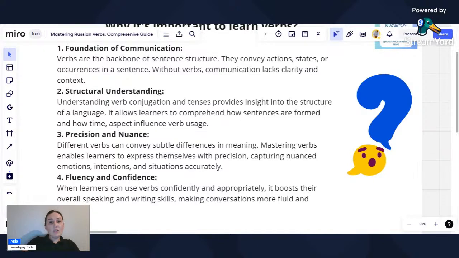When you learn Russian verbs, it's important to learn a verb with a question. For example, if you learn a Russian verb читать, let's have a look.